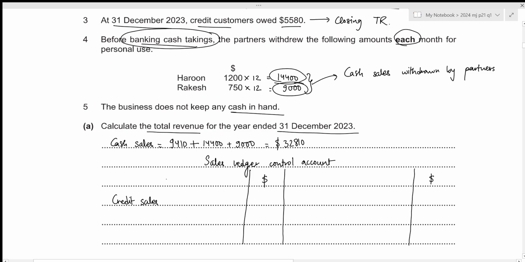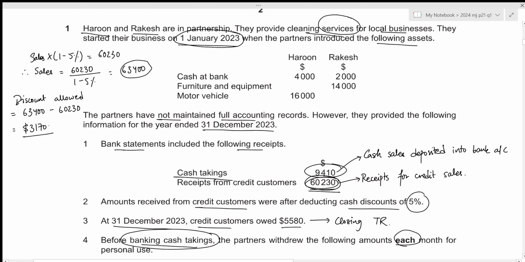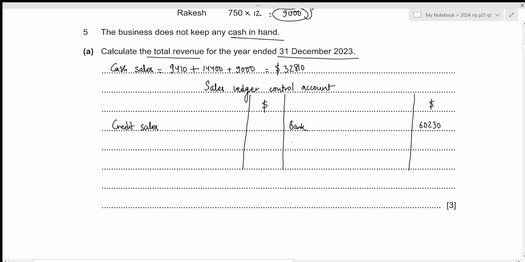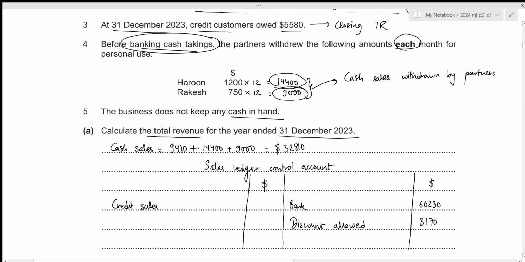Then we can record the amount that we received from the credit customers right here, 60,230, under the heading of bank on the credit side. So 60,230. Another thing that will affect our sales ledger control account is discount allowed, which we have already calculated. So we can enter this amount of 3,170 on the credit side under the heading of discount allowed. It's 3,170.